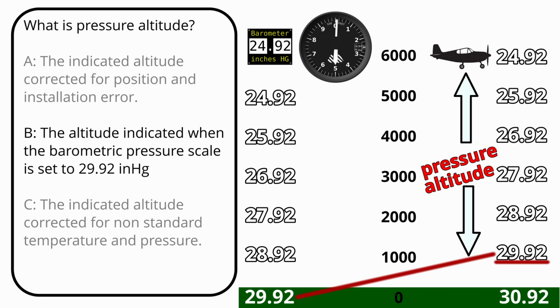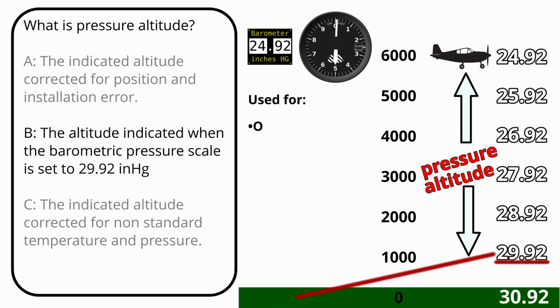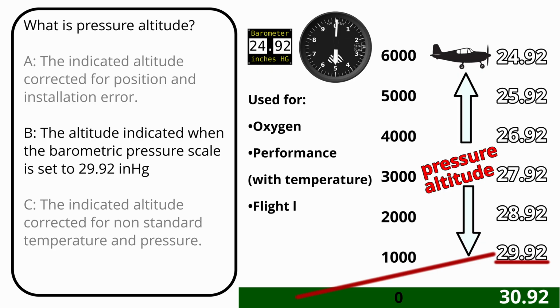Pressure altitude, the actual pressure of the air surrounding the airplane, is useful for a couple reasons. First, it is air pressure that enables humans to breathe. Oxygen regulations therefore require supplemental oxygen above a certain pressure altitude, since that's what matters to the lungs. Secondly, it is used along with outside temperature to calculate the density of the air, which affects aircraft performance. This value is called density altitude and is described by answer C. Finally, it is used for assigning flight levels above 18,000 feet.